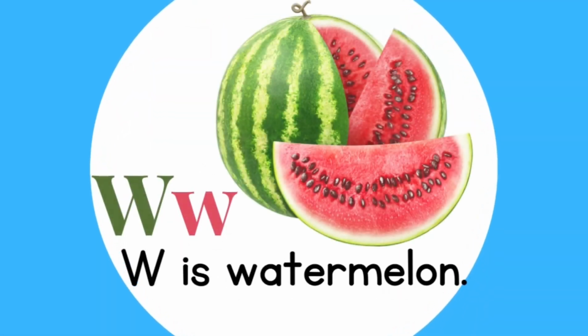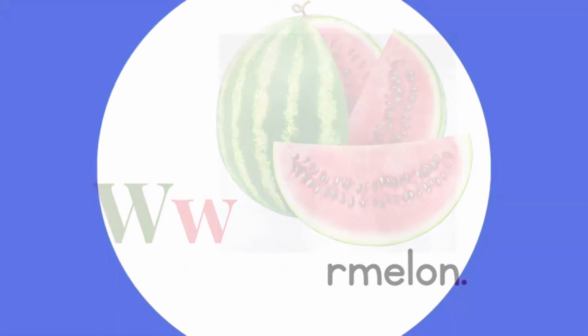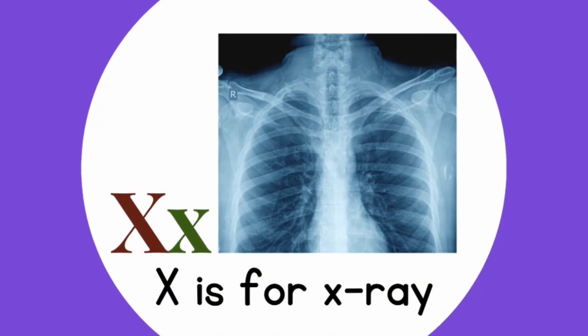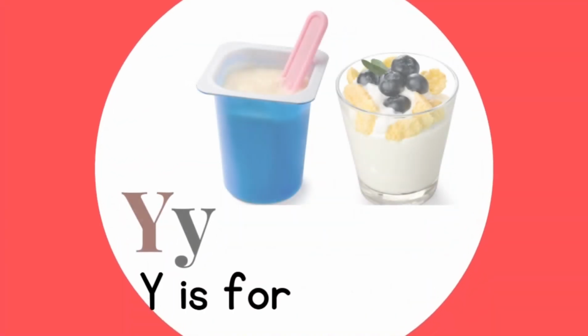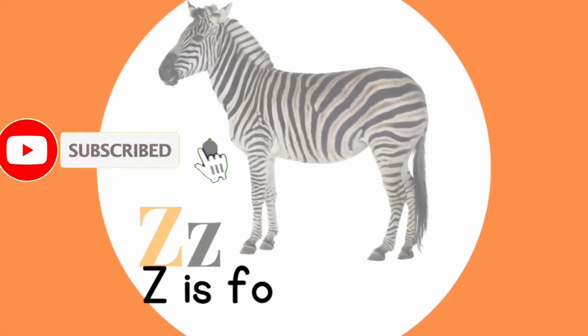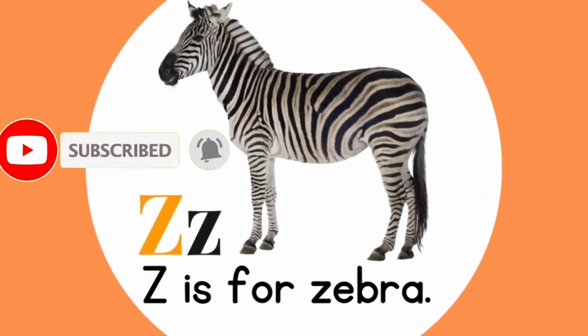W is for watermelon, tarboos. X is for X-ray, X-ray. Y is for yogurt, dahi. Z is for zebra, zebra.